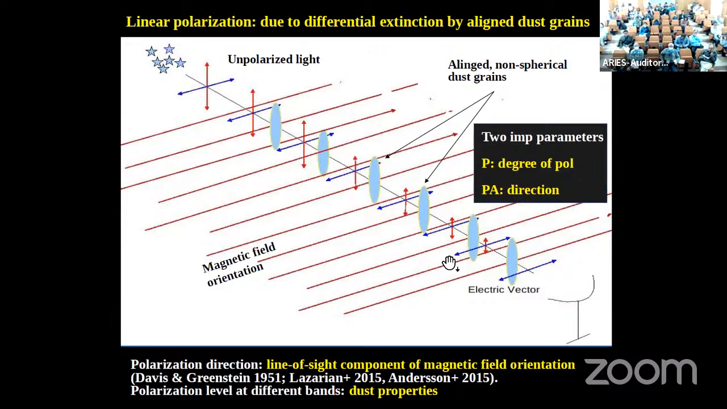So there are two important factors we can get from these observations. One is the degree of polarization, which helps in understanding the dust properties, because these are the main factors producing the polarization. And the direction of the polarization will tell about the magnetic field orientation on the plane of the sky.